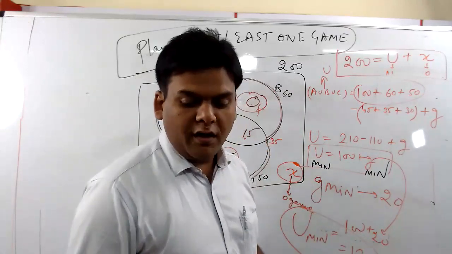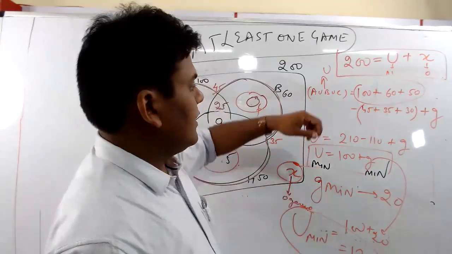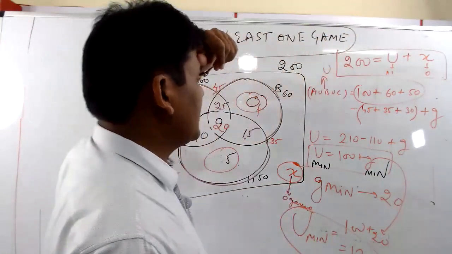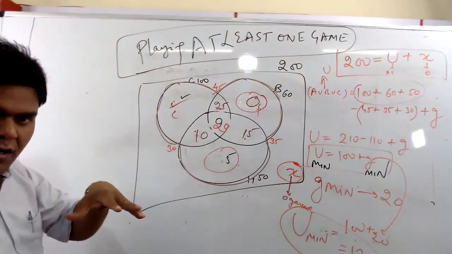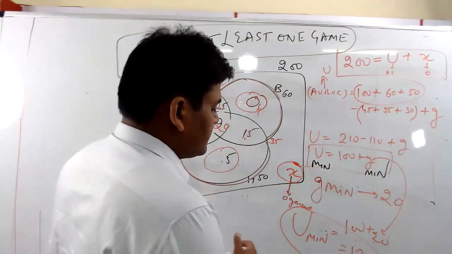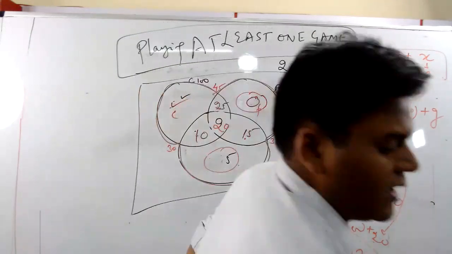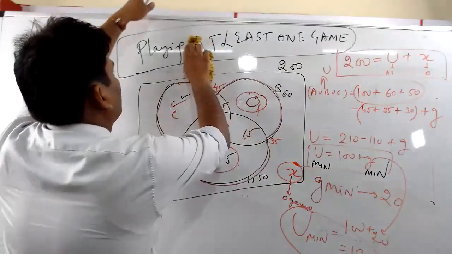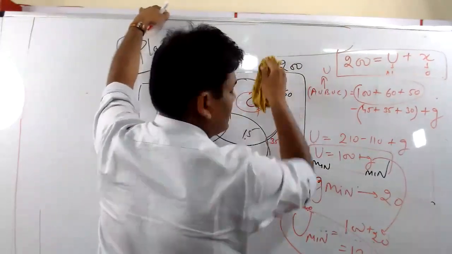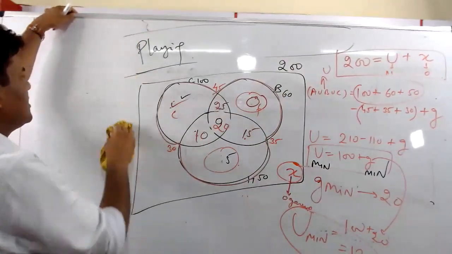Some of you might be wondering, sir wrote 200 is equal to U plus X, but he has never used it. Hold on, I'm going to use it now. U minimum is 120. Now imagine the question would have been maximum value. Remember, I'm changing the question now.